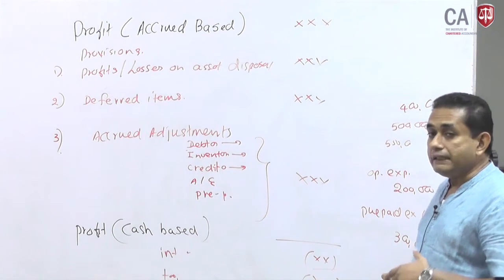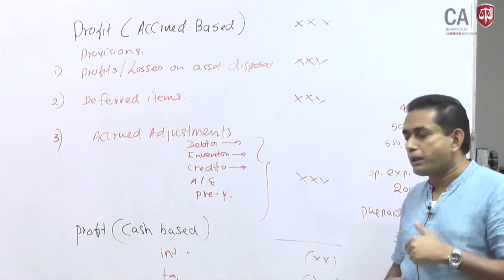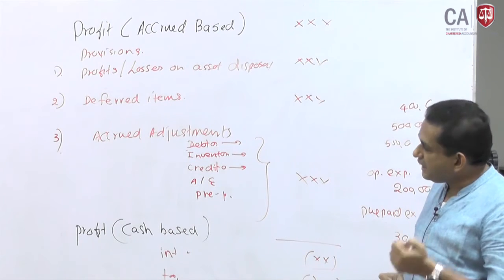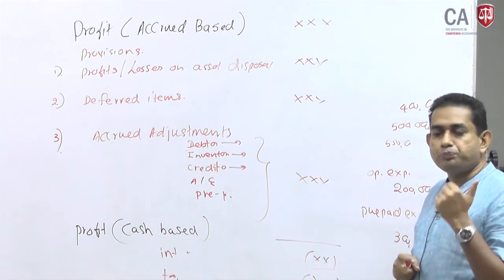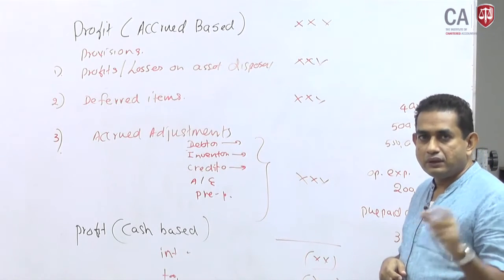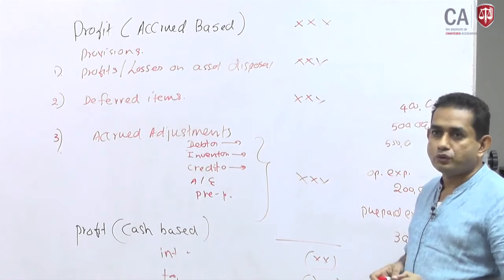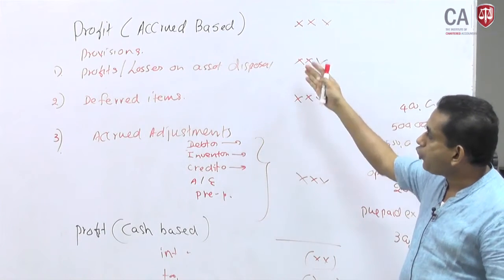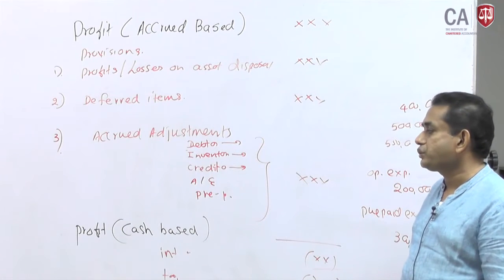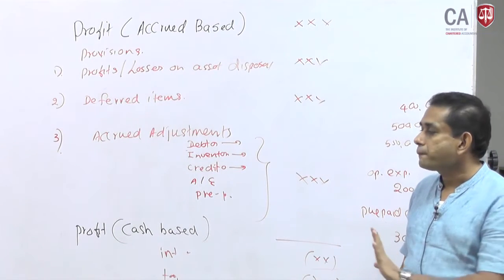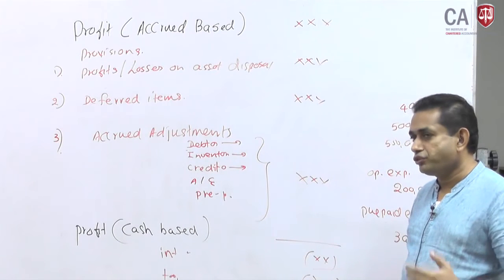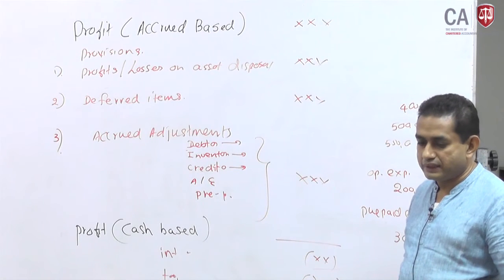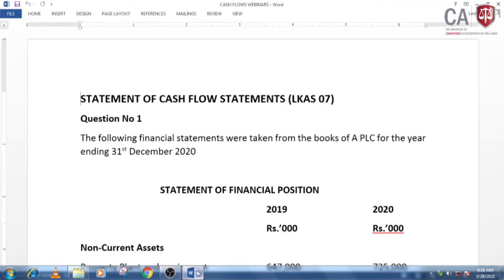Now even the format to some extent in LKAS 7 has been designed in a way that the profit on top on accrual basis will get converted and transformed into cash basis by incorporating all these required adjustments. Let us see how it is done as we start discussing the formats of cash flows in LKAS 7. So we are moving on to the questions, and then we will get back to the LKAS 7 discussion.